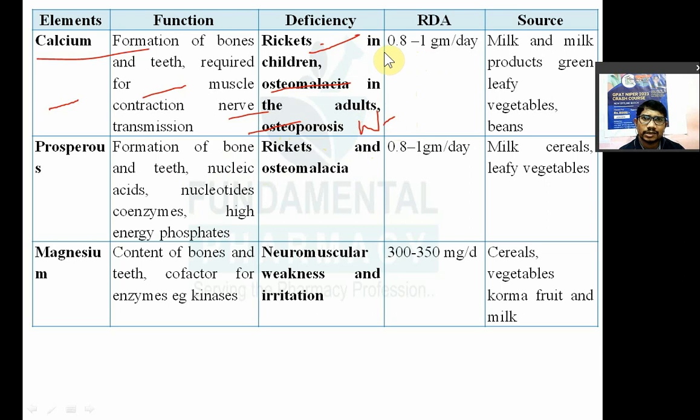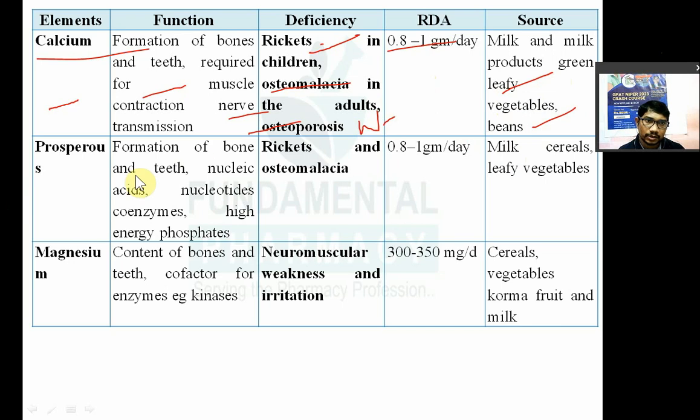What is the recommended daily allowance? 0.8 to 1 gram per day, so 800 milligrams to 1 gram of calcium per day. Most of the calcium requirement is fulfilled by milk. When you drink tea, milk, or coffee, the milk contains calcium. So milk and milk products are a good source. Green leafy vegetables are also a good source, and beans are also a good source.